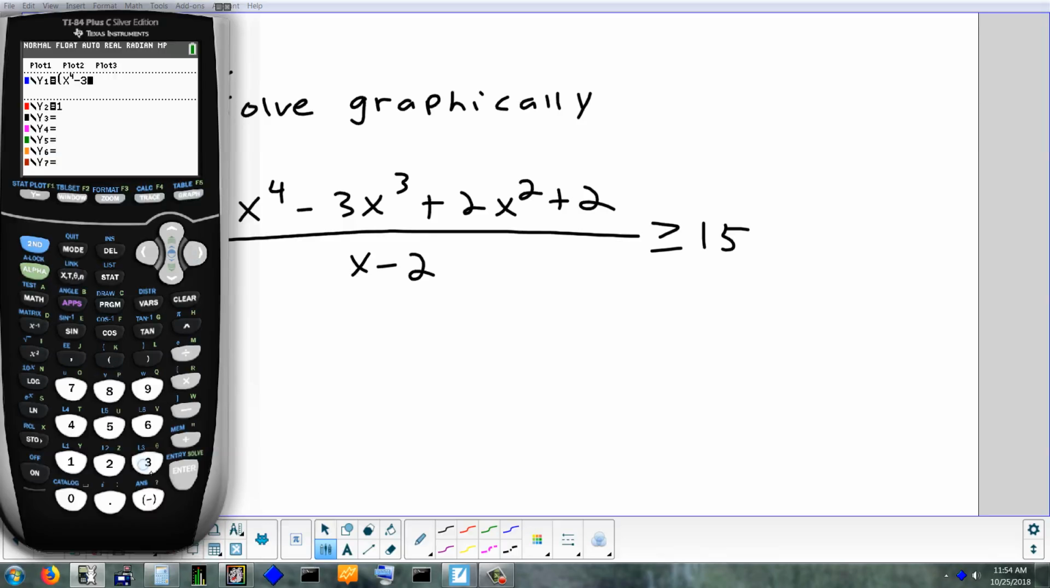So x to the 4th minus 3x cubed plus 2x squared plus 2, divided by x minus 2. And we want to know where we are above 15. So I'm going to have to set my y max a little higher, I think. Let's go up to, I don't know, 25? Let's hit graph.